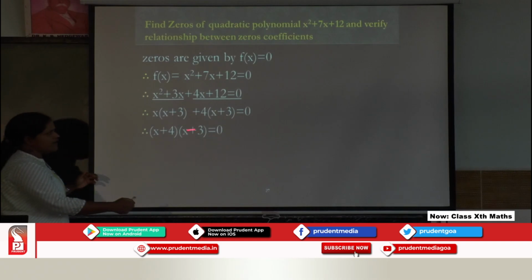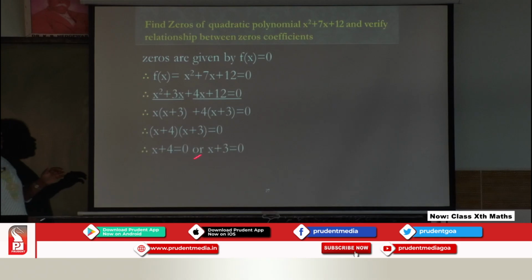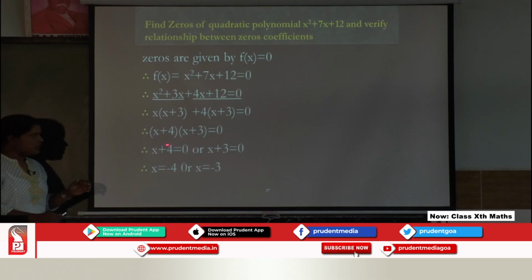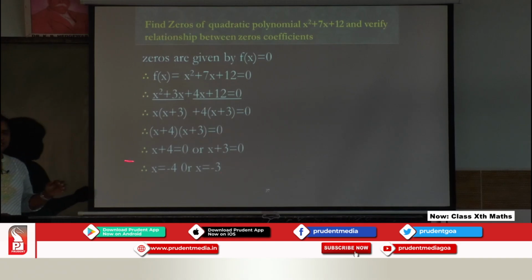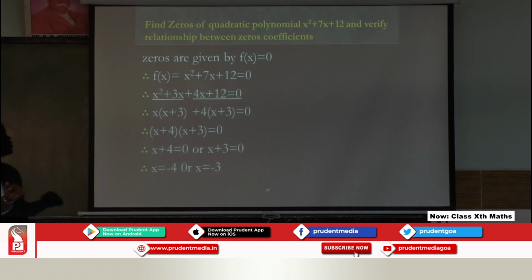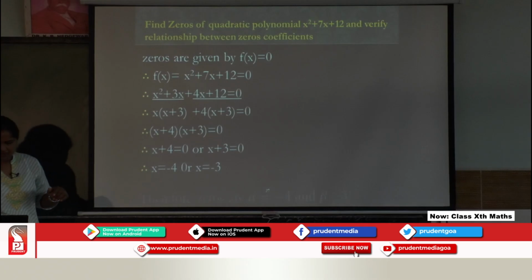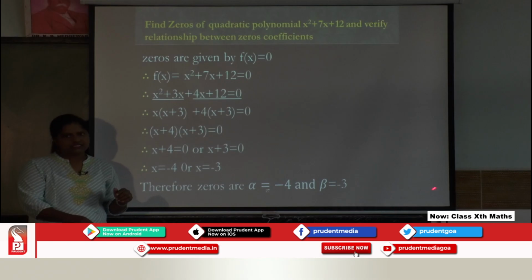Again, product of 2 factors is equal to 0, therefore either the first factor is 0 or the second factor is 0. So if the first factor is 0, I am getting x is equal to negative 4, because positive 4 will change to negative 4 and this positive 3 will become negative 3. So I have 2 zeros here, negative 4 and negative 3. And as I had told you, I will denote 2 zeros as alpha and beta. So let my alpha be minus 4 and beta be minus 3.